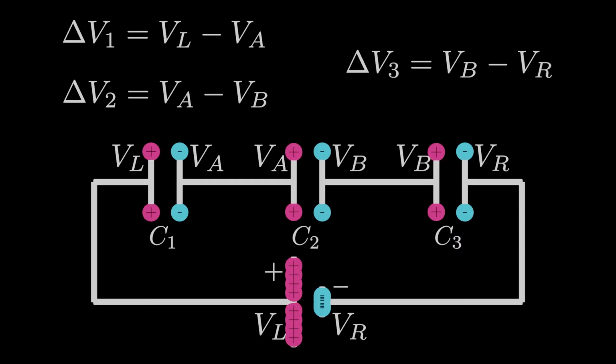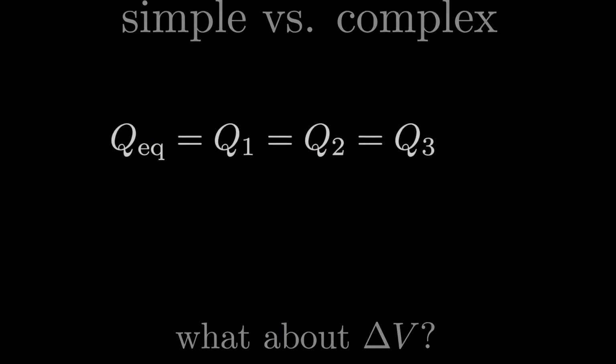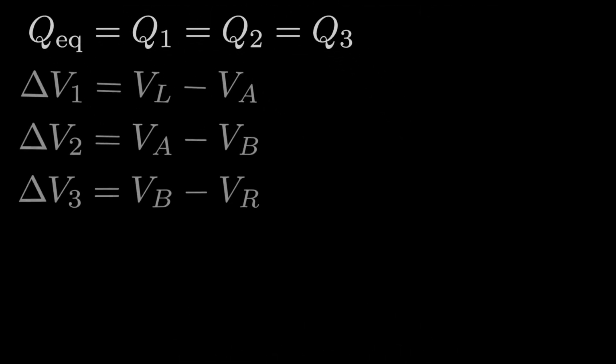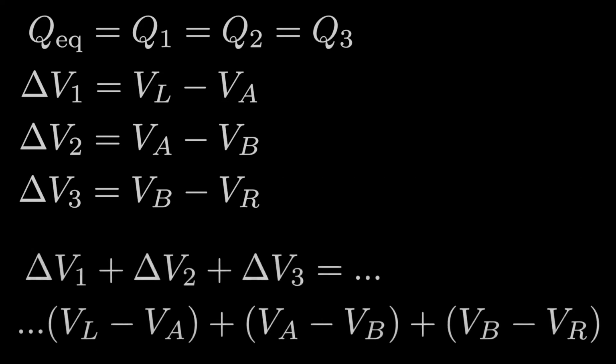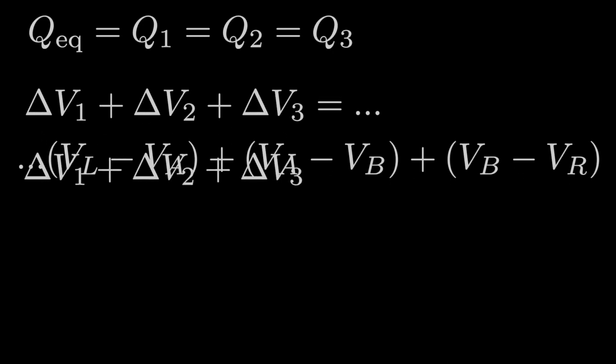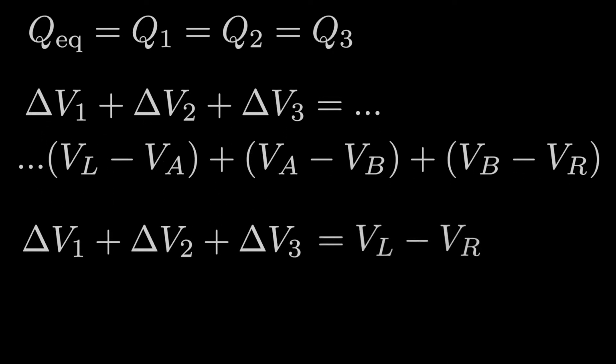It turns out if we just add together the potential differences in series, we're going to end up with the potential difference across the battery. Let's give ourselves a bit more room so we can see it better. See, we have a minus VA and a plus VA, which cancel, and a minus VB and a plus VB, which also cancel. And what we're left with is VL minus VR. And VL minus VR is the same as the potential difference across the battery, or just the potential difference across the equivalent capacitor, since that's what we actually care about here.